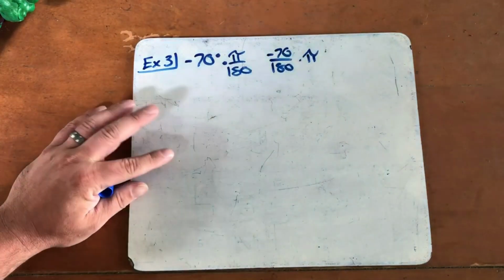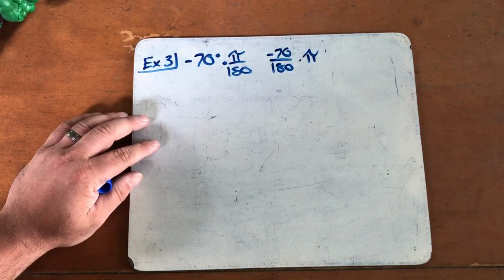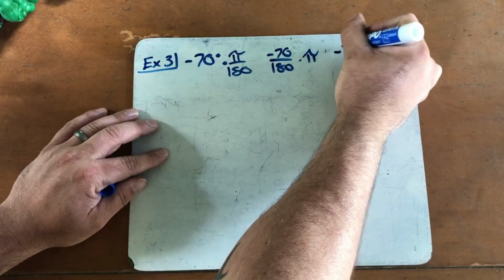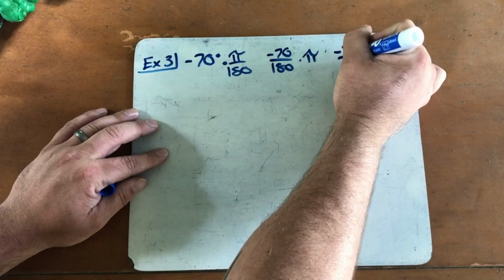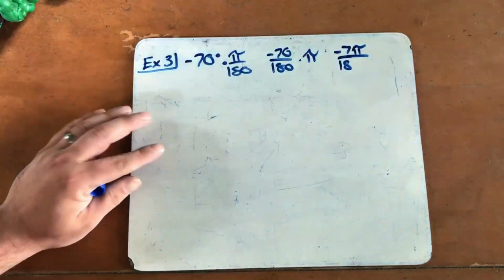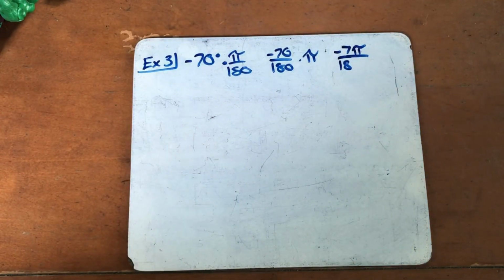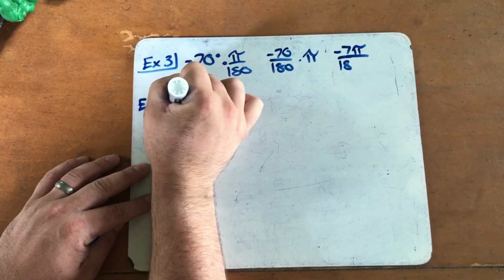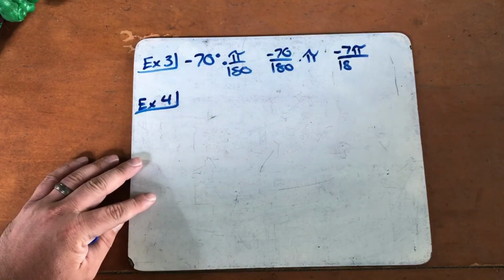I'm going to simplify the negative 70 over 180, which simplifies to negative 7 over 18. So this is negative 7 pi over 18. All right. Example 4 is just more of the same. So notice when I'm converting from degrees to radians, it's just the same thing every time.